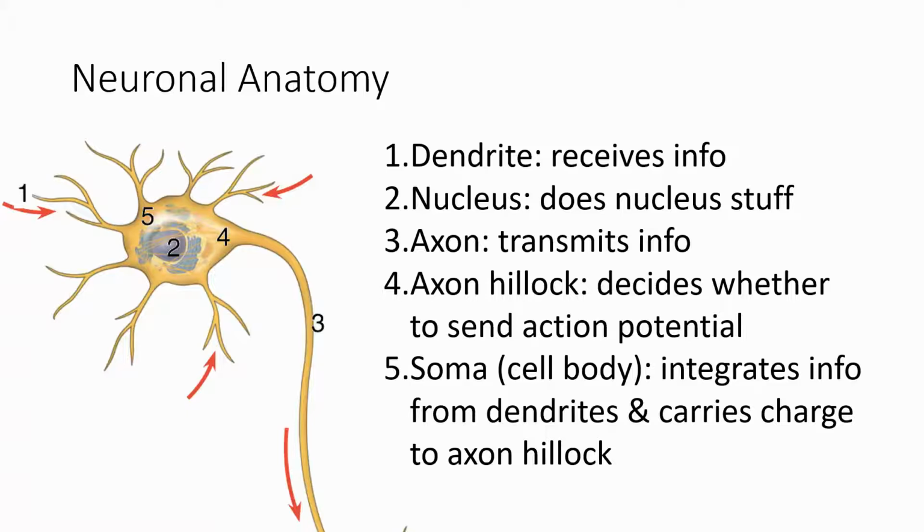Notice that this nerve cell has a lot of dendrites, so nerve cells can get a lot of different inputs, but it only has one output. It only has that one axon. So nerve cells take in a lot of information, and then they decide whether to send a signal.